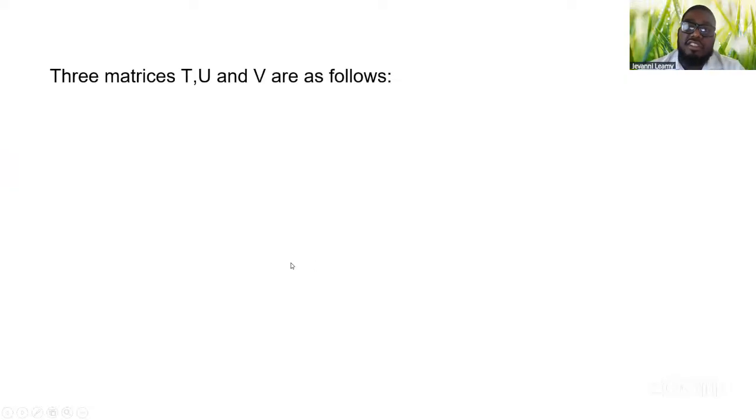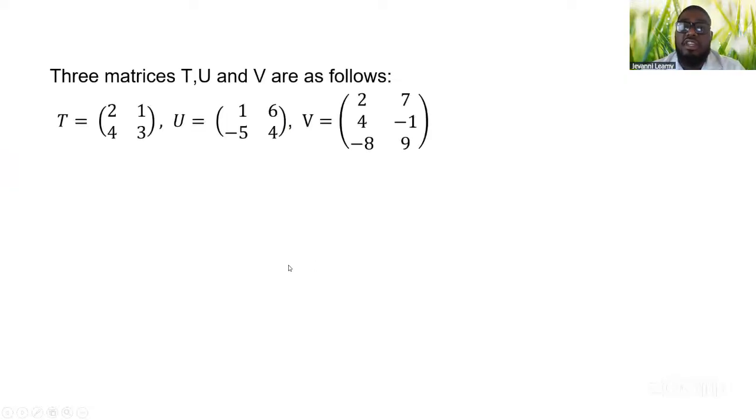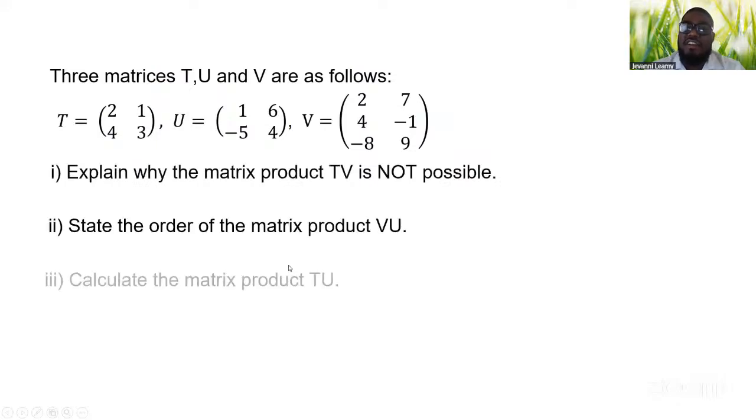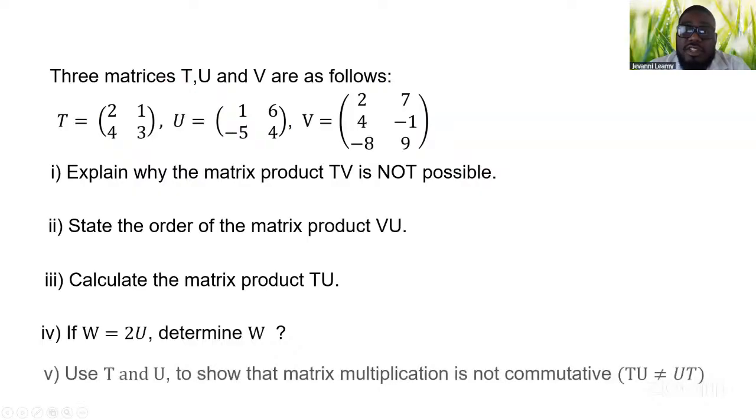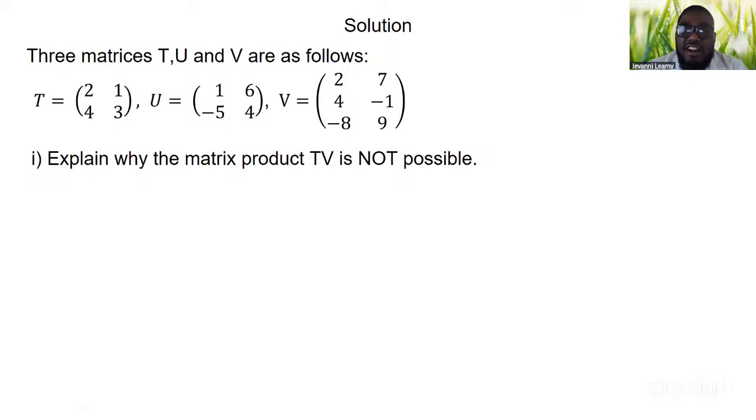So we have three matrices. We have matrix T, U, and V, as you're seeing on your screen. And we have a good amount of questions to complete. So we have 5 questions. If you were here in the previous session, this would have been given as homework, and we'll also verify the results that you got if you were present at that time. The first question asks why the matrix product TV is not possible, not actual TV, but the matrix multiplication of TV.